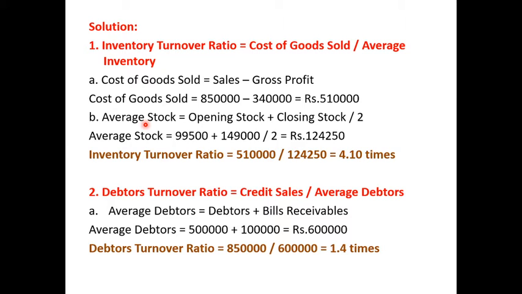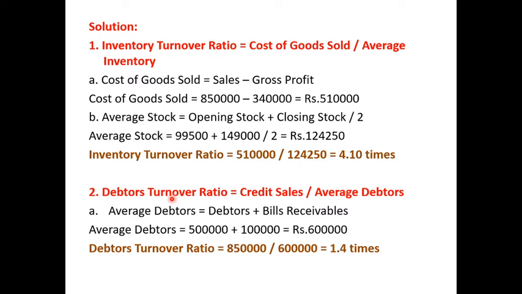Then we should calculate the average stock. The formula is opening stock plus closing stock divided by 2. Here opening stock is given 99,500, and closing stock is 1,49,000, divided by 2. Average stock is rupees 1,24,250. Then inventory turnover ratio is equal to 5,10,000 divided by 1,24,250, that is 4.10 times.